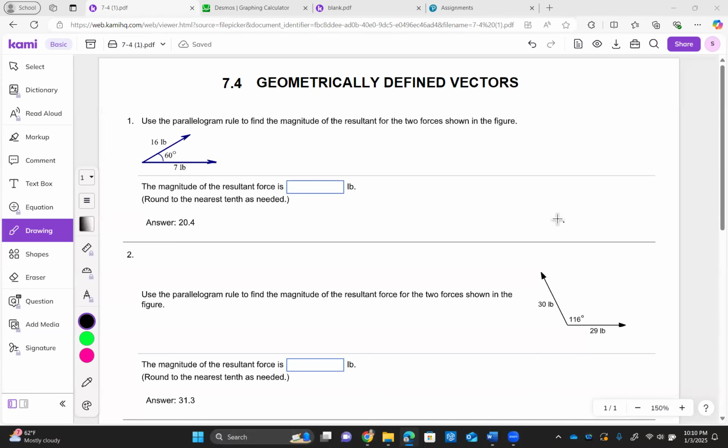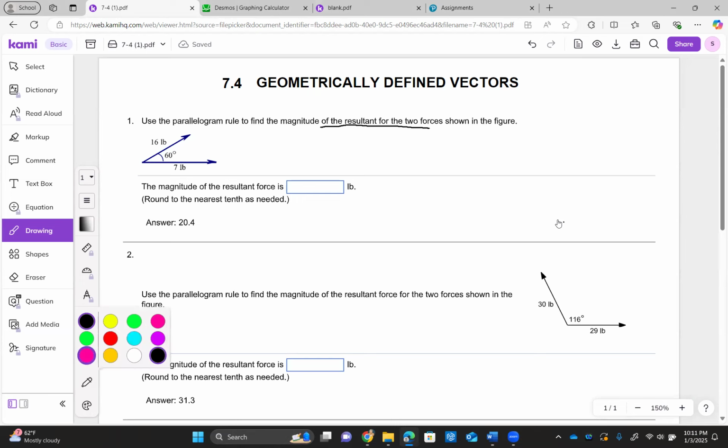With section 7.4, we're going to start talking about vectors. And we have a very short homework to go over the questions here. The question says, use the parallelogram rule to find the magnitude of the resultant for the two forces shown in the figure. So one of the forces is 7 pounds and the other force is 16 pounds. And the angle in between them is 60 degrees.